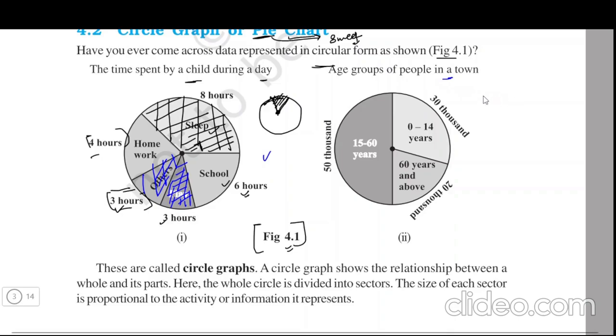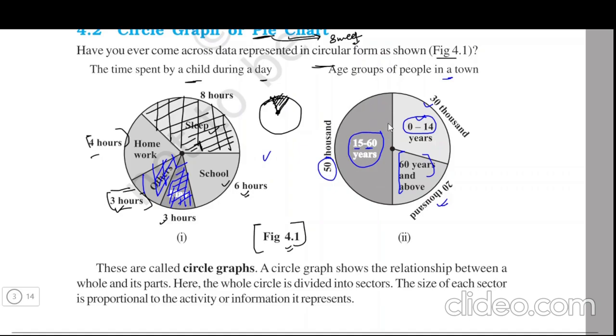Similarly, age group of people in a town. In a town, suppose, I would like you to comment your town in the comment section. Suppose I live in Pune. So in Pune, the number of persons between 15 to 60 years is 50,000, the number of persons between 0 to 14 years is 30,000, and 60 years and above, senior citizens, are 20,000. So the number of persons between 15 to 60 years is equal to the sum of the number of persons between 0 to 14 years and the number of senior citizens, that is 20,000 plus 30,000 is 50,000.